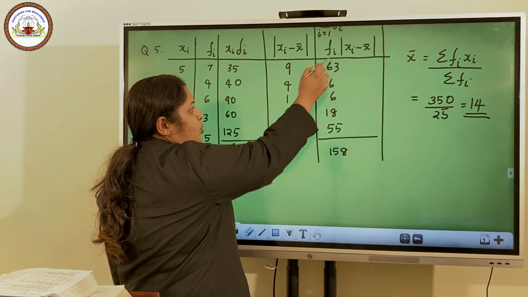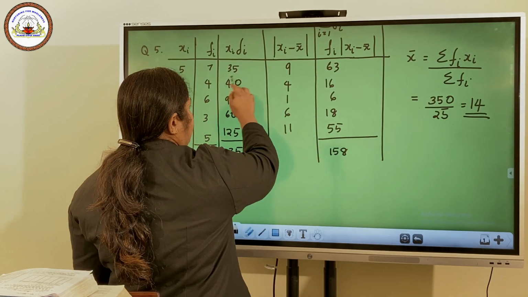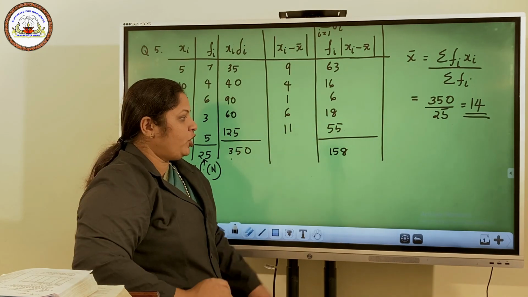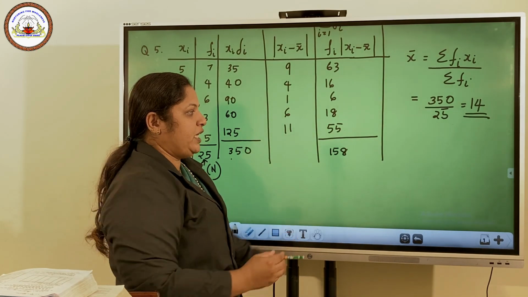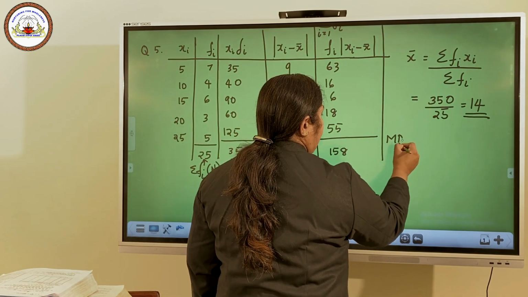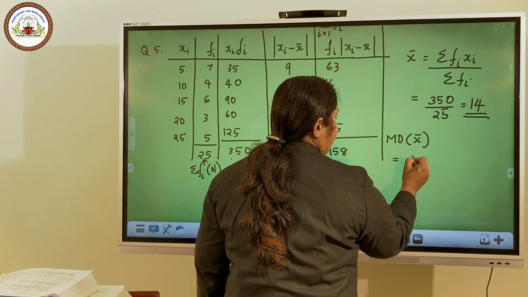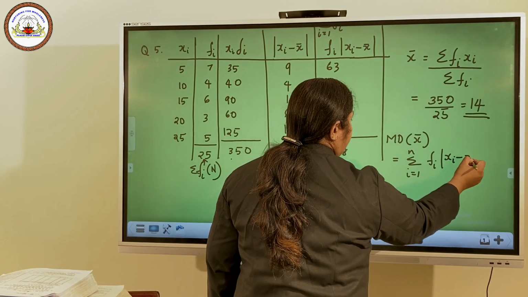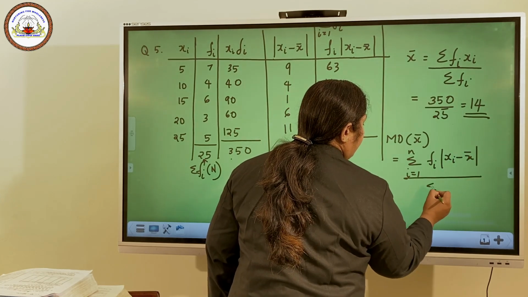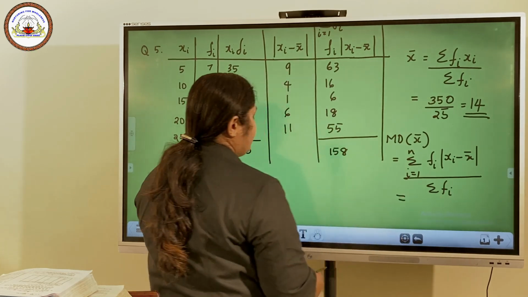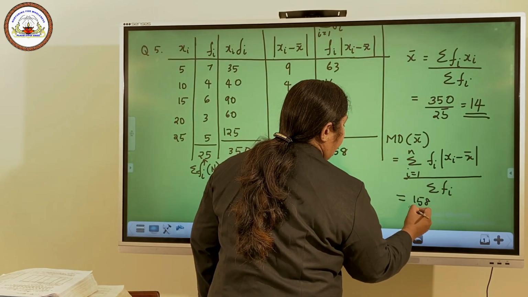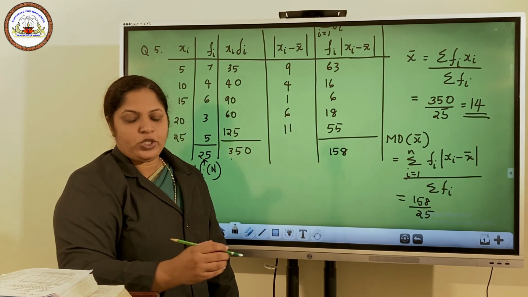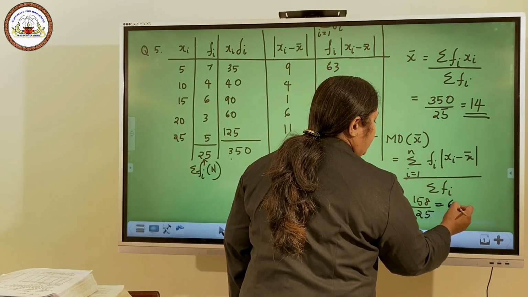Now, frequency into those absolute values. That is 9 into 7, 4 into 4, 6 into 1, 3 into 6, 5 into 11. All those values we have got, and the sum is 158. Now, mean deviation about mean is equal to the sum of i from 1 to n of fi into modulus of xi minus x bar, divided by the sum of fi. That is 158 divided by 25, which is equal to 6.32.